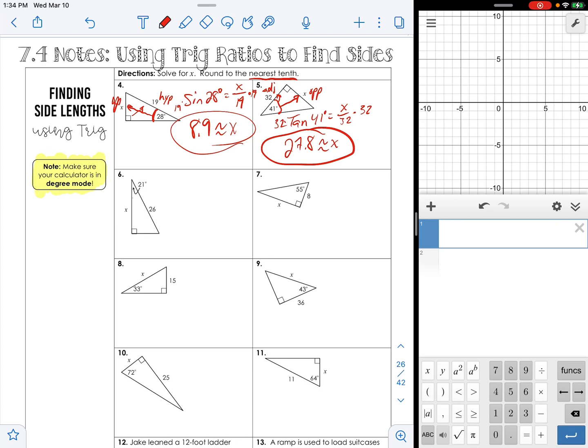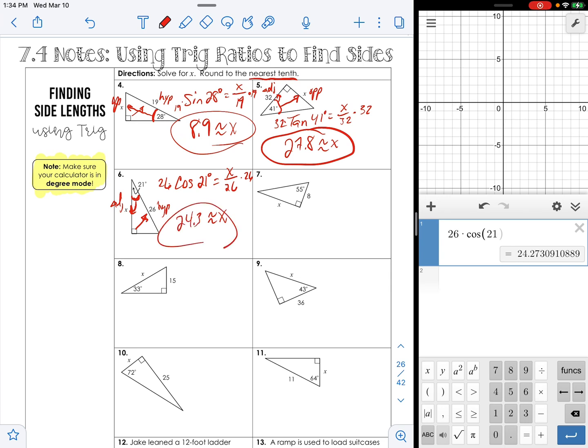So let's look at number 6 here. Looking at this one. That's touching, so that one's called adjacent. This is opposite the 90, so that is my hypotenuse. AH is CA, so cosine of 21 degrees equals adjacent over hypotenuse, which is 26. So we're going to get rid of the 26 by multiplying. And so we're going to say 26 times the cosine of 21 degrees, and x is approximately 24.3. Et voila.